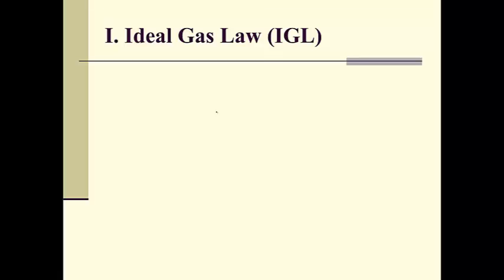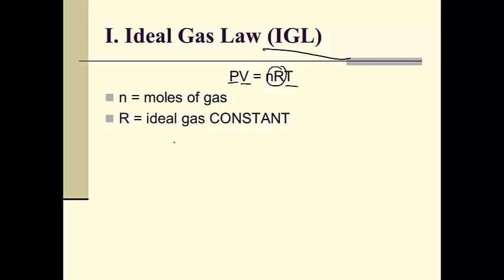Okay, first thing we look at, another gas law. This is called the ideal gas law, the IGL. Now, this is simply PV equals nRT. So, you've seen some of these symbols before. P is pressure, V is volume, T is temperature. N stands for moles. And this one right here, R, is known as the ideal gas constant.